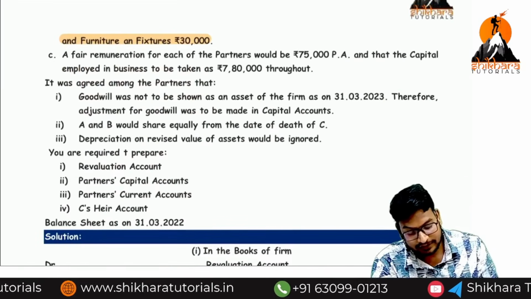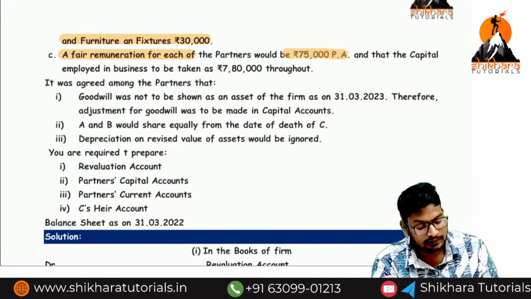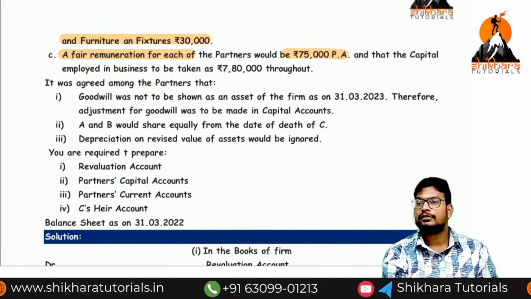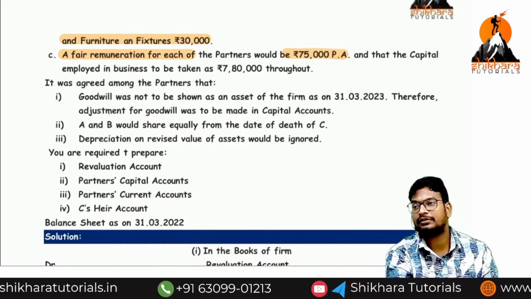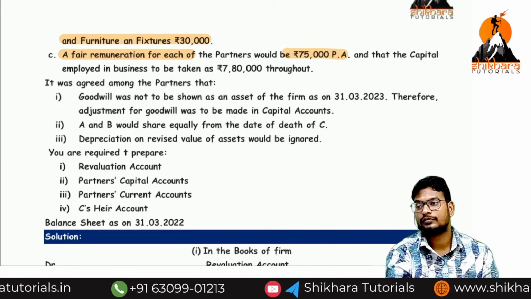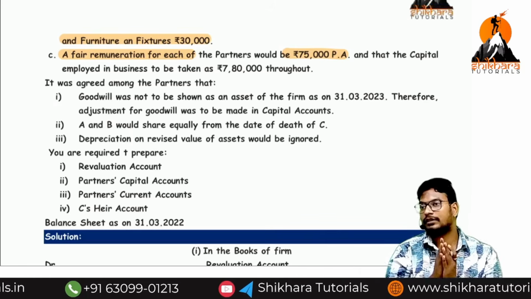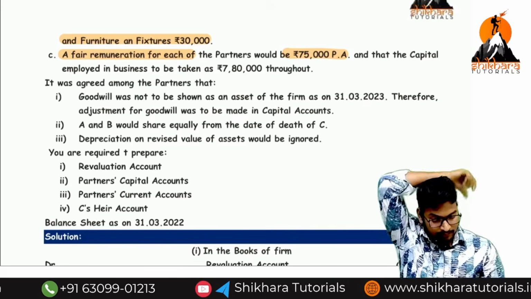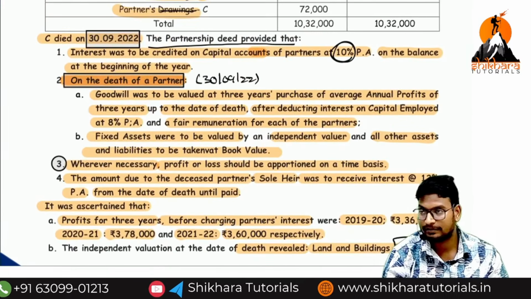And they have given the information related to remuneration of each partner. How much, amma? 75,000. So how many partners are there? 3 partners. So 3 into 75,000, how much? 2,25,000. So what are the concepts here? So up to now, is there any doubts, sir? Once again, I need to explain.